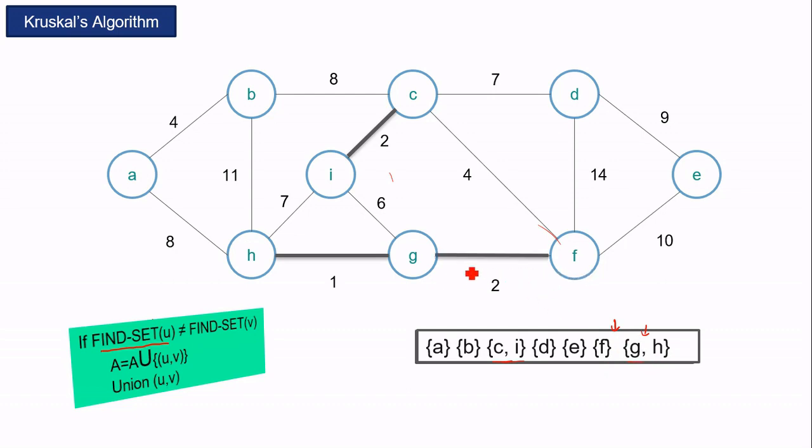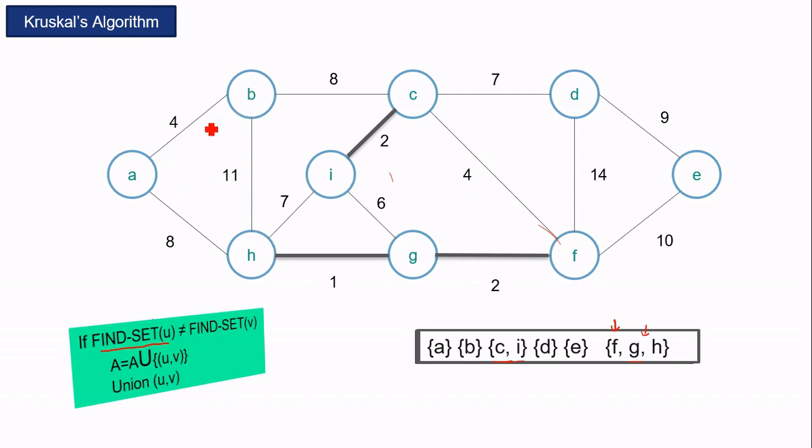Okay, and then I will unite F with this set. F will become the element of the set GH. Okay, now this set has three elements: F, G and H. Now the next minimum weight edge is edge CF, its weight is 4, and edge AB is there, its weight is 4.